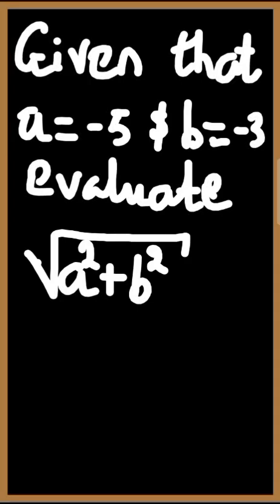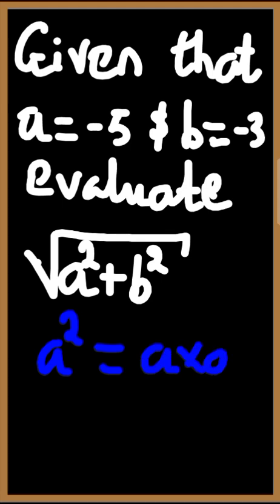Given that a is equal to -5 and b is equal to -3, evaluate the square root of a squared plus b squared. First, before we insert the values of a and b, we have to take note of the following. A squared simply means we are to multiply a by a as such.